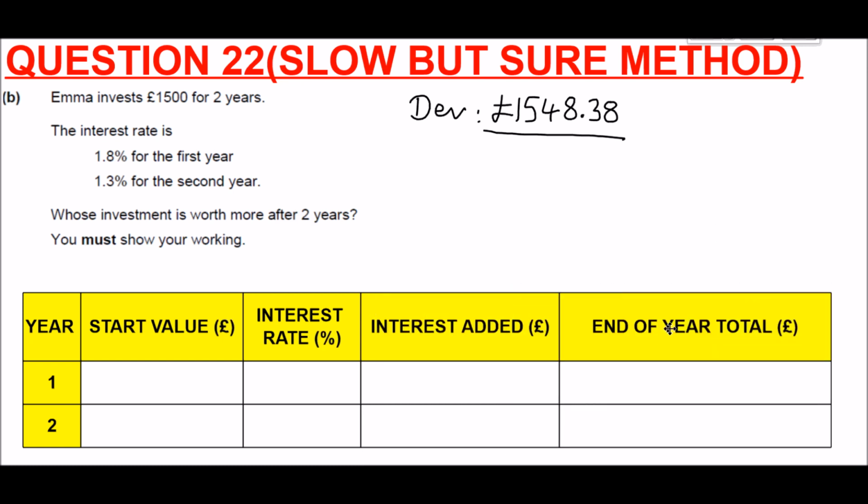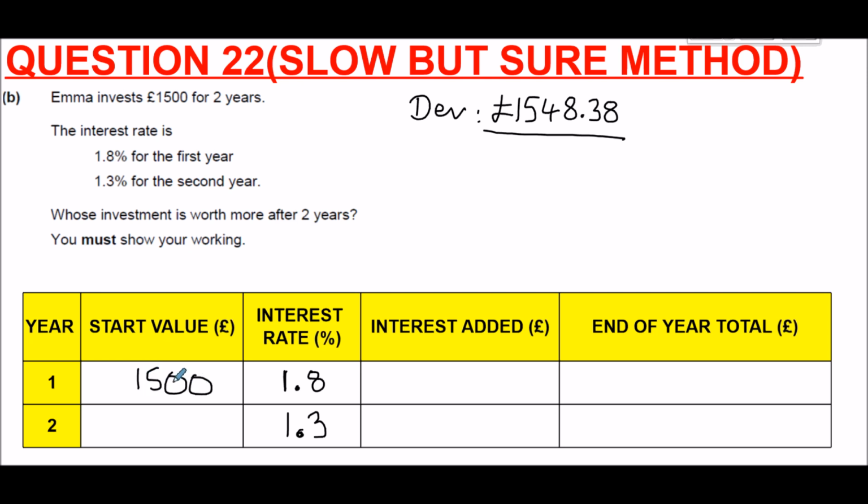This time though, if you have a look at Emma's bank, the interest rate for Emma is going to change. For the first year, the interest rate is 1.8%, but then for the second year, it drops to 1.3%. So just be a bit careful. Again, she's starting off with £1,500 though.